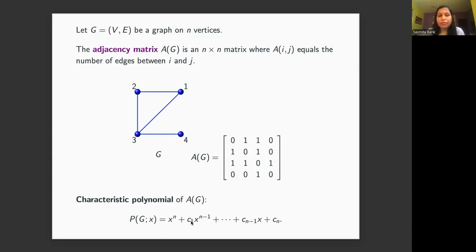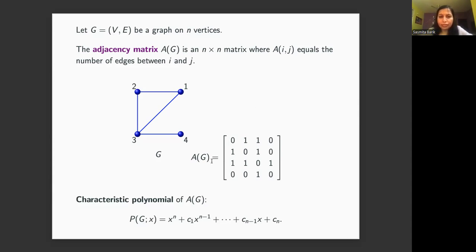And I think you have also read that these coefficients can be calculated using spanning linear subgraphs. So this c1 is nothing but it will always be 0. And then c2 is the negative of the number of edges. So those can be computed by looking at the graph or taking them from the adjacency matrix and its eigenvalues.